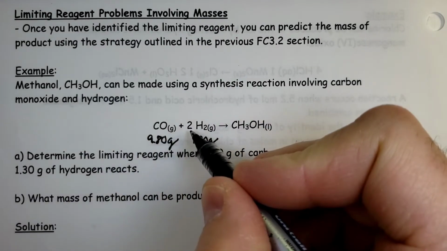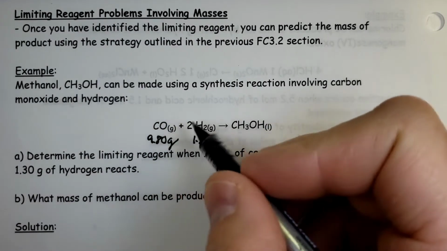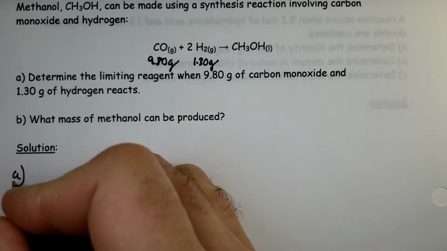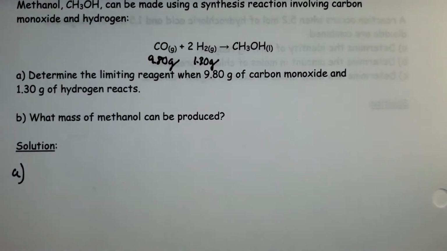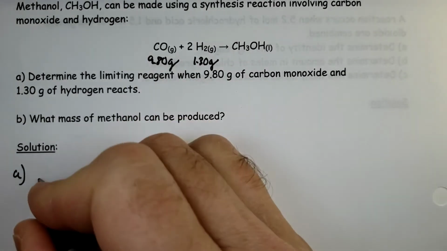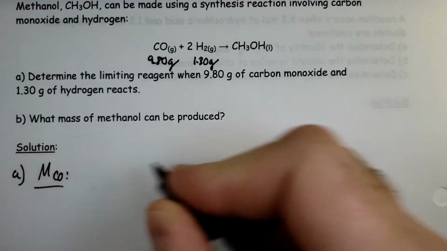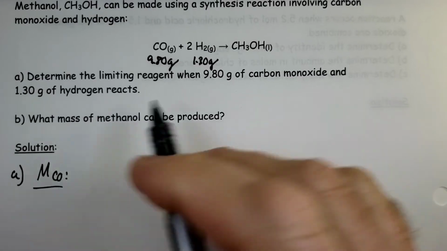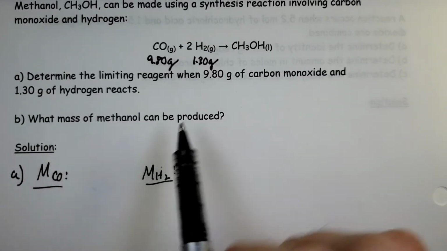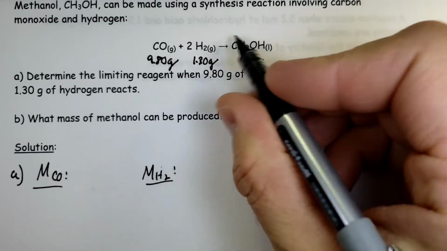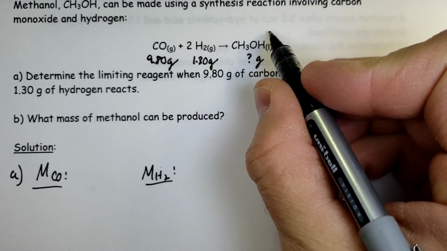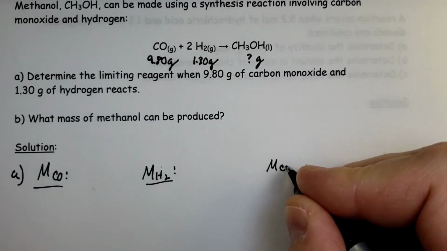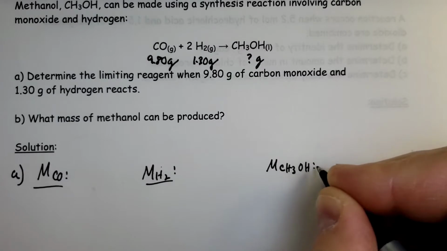Here you can see it's a 1:2 ratio, so we need to figure out how many moles of each we have. To change grams into moles, very similarly to what we did before, we have to figure out the molar mass of each of these. So carbon monoxide, we're going to have to figure out the molar mass, and hydrogen too. Since the question asks what mass of methanol can be produced, we'll have to figure out how many moles of methanol, and then change that back into grams.